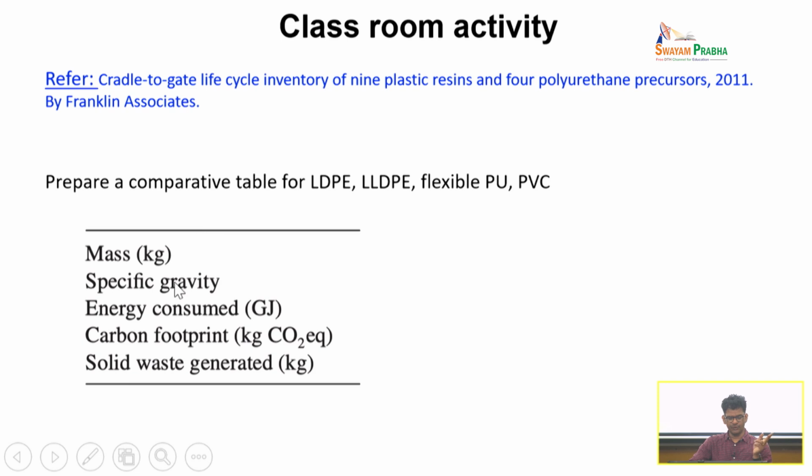So my request for you is to download this paper and make a comparative statement. I think they have reported per kilogram or per 1000 kilograms. For each of these, find out the density, energy consumed, carbon footprint, solid waste. These are minimal data. They may show other data also, but at least for these 4 different resins, try to complete this table and suggest which one among these you would prefer.